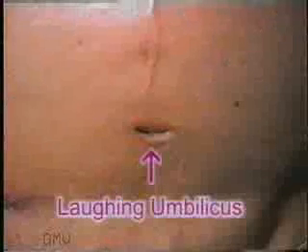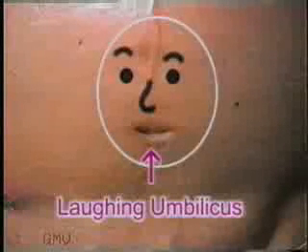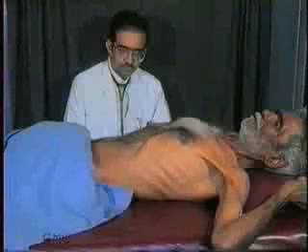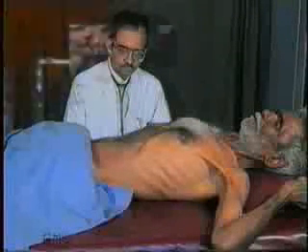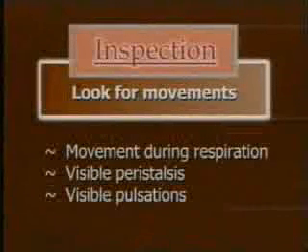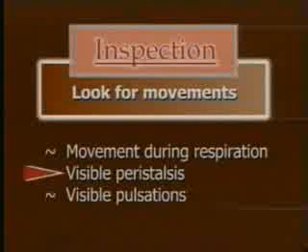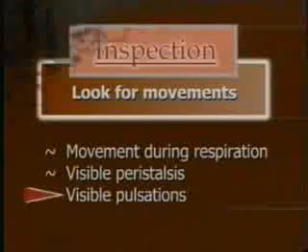Then note the shape of the umbilicus. In ascites, it may be transversely stretched, or a laughing umbilicus, or everted as an umbilical hernia. Then ask the patient to cough and look for an expansile impulse indicating an umbilical or paraumbilical hernia. Now inspect the abdomen tangentially from the side and from the leg end for the movement of the abdominal wall during respiration and for visible peristalsis and visible pulsations.